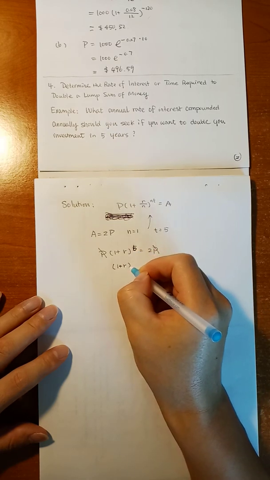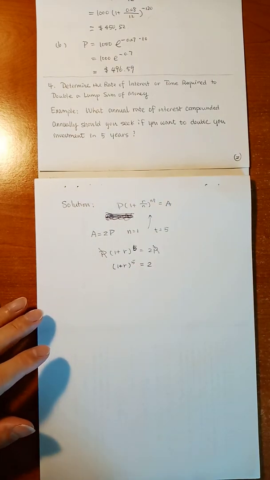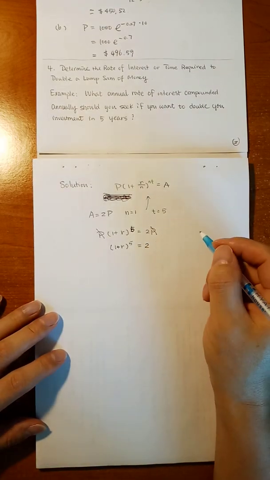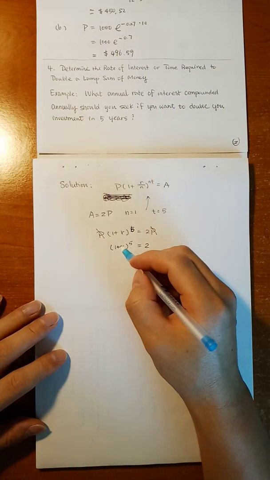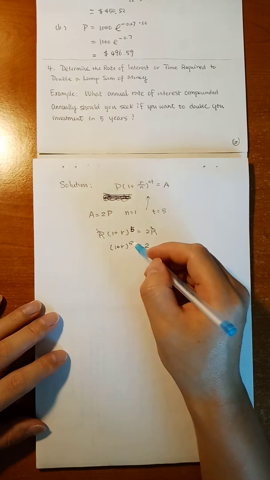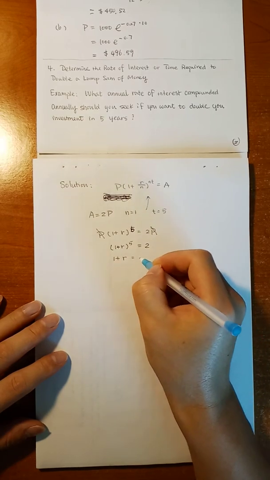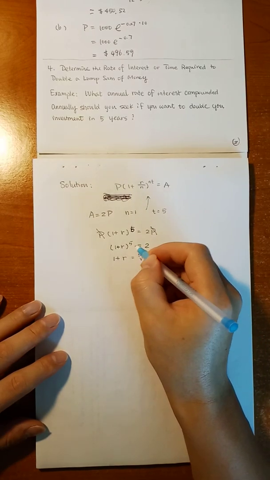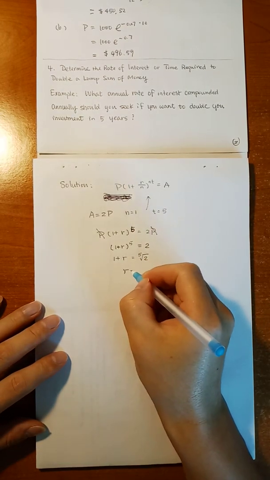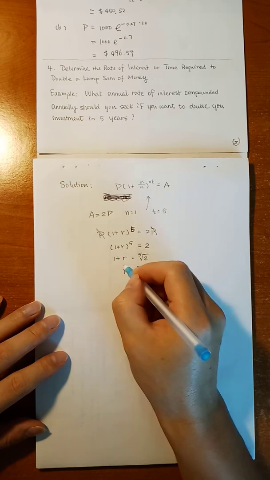(1 + r)^5 is equal to 2. Okay, (1 + r)^5 is equal to 2. And we're looking for r. We take the fifth root, right? This is a base, we take the fifth root. We're talking about a positive number, and also this is an odd power. Okay, and then r is equal to the fifth root of 2 minus 1. This is r.